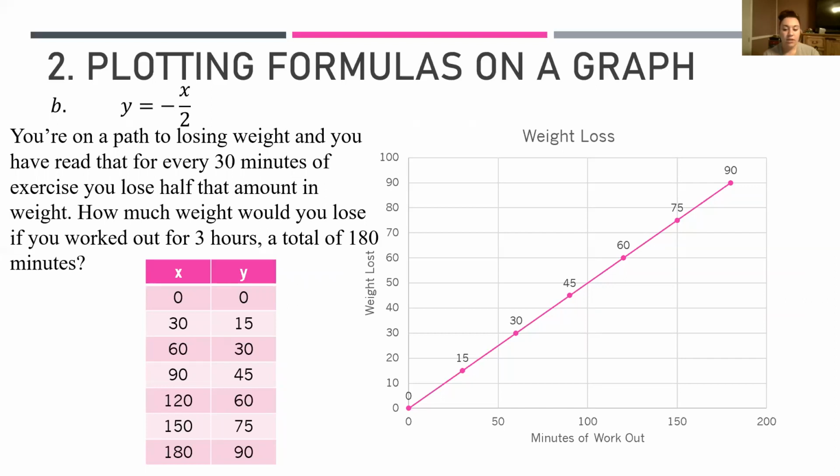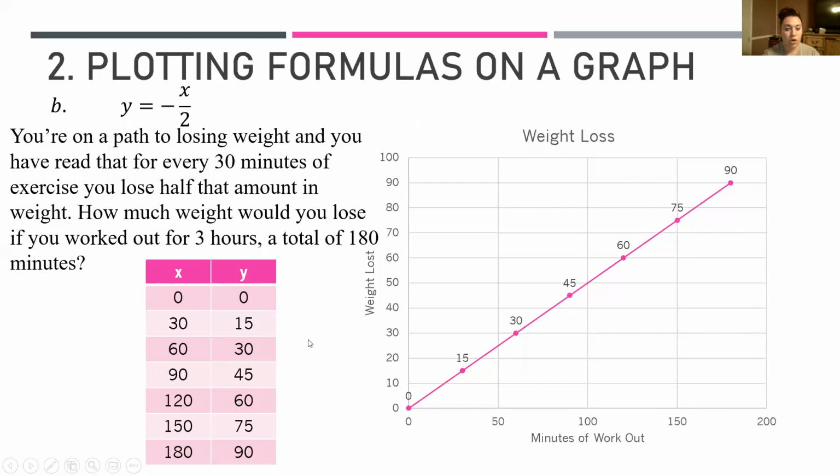So let's see. If you worked out for 0 minutes, you would lose 0 pounds. These are your minutes down here. If you worked out 30 minutes, you'd lose 15 pounds. If you worked out for 60 minutes, you'd lose 30 pounds. 90 minutes, you'd lose 45 pounds. 120 minutes, you'd lose 60. And then 150, you go over here on your graph and you go all the way up and you would lose 75 pounds. And then on 180, you would lose 90 pounds.